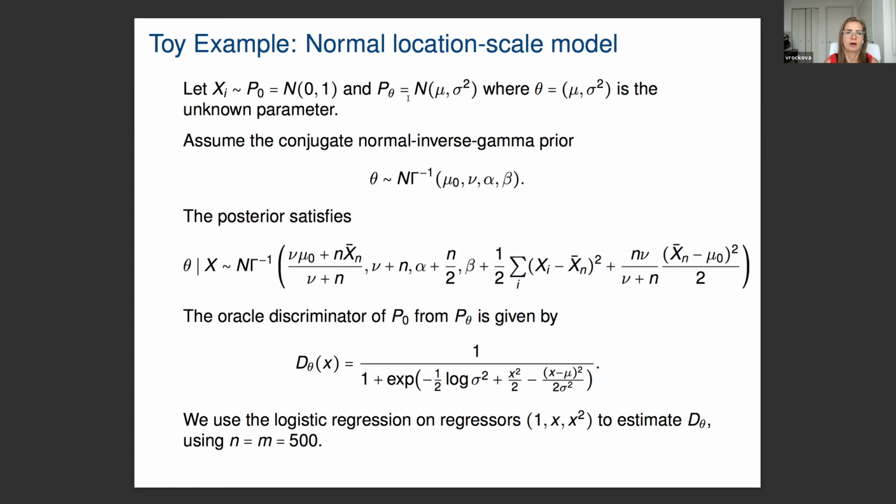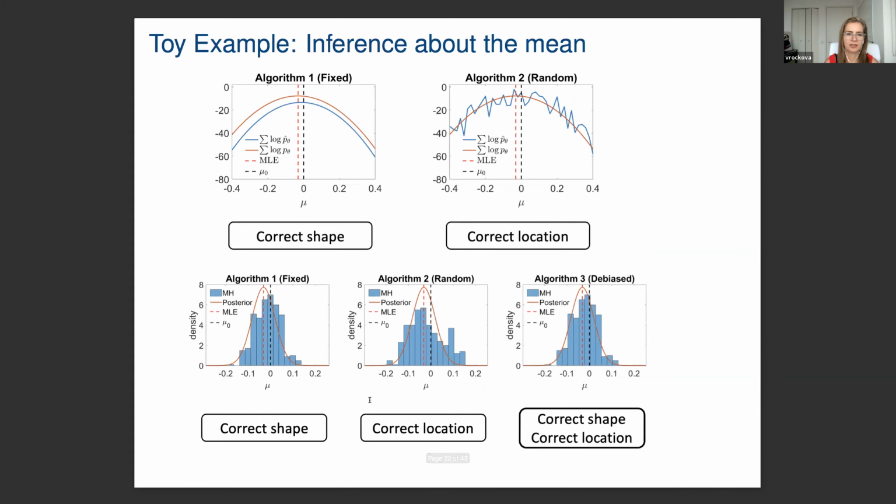So we have two unknown parameters. We assigned the typical conjugate priors. Obviously, we know the posterior, so this should be a pretty straightforward comparison. For the discriminator, we decided to use logistic regression with quadratic terms, because that's close to the oracle discriminator. We generate 500 samples. Also, the fake data will be 500. And we obtain the following.